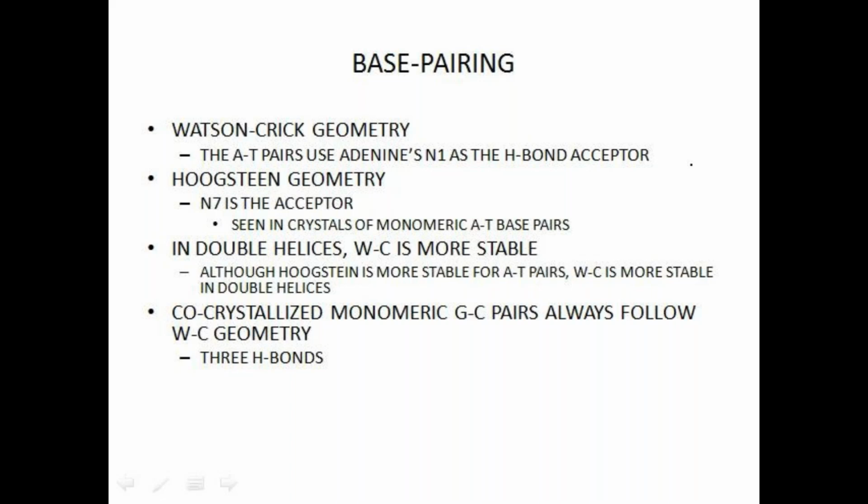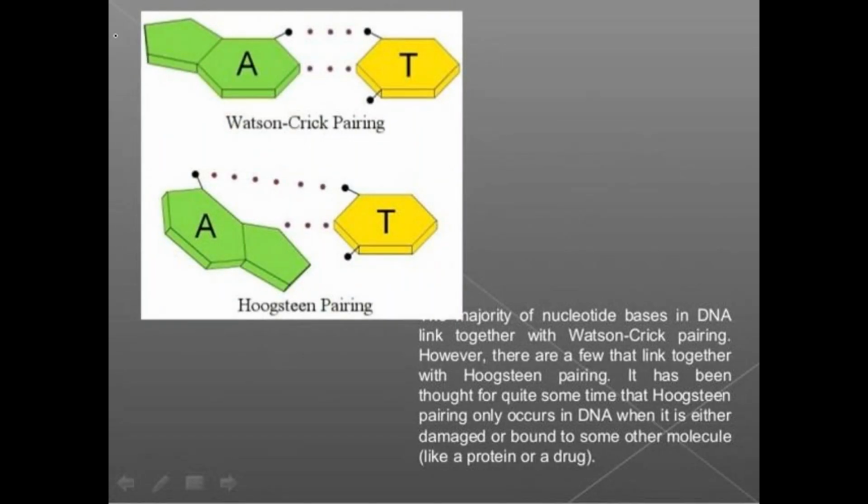Here the N7 position of purine is acting as the hydrogen bond acceptor. In the normal base pairing, what is the hydrogen bond acceptor? N1 is the hydrogen bond acceptor. Whereas in Hoogsteen geometry, N7 is acting as the hydrogen bond acceptor. That means the geometry of the base pairing is changed during the Hoogsteen base pairing. Observe this one here.